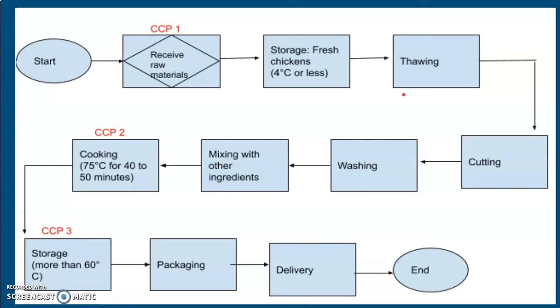The thawing process is carried out before the cutting of the chickens into small pieces. Then the chickens undergo the process of washing to remove unwanted materials and solids. Then the chickens are mixed with other ingredients. The chickens are cooked at about 75 degrees Celsius for 40 to 50 minutes. After the cooking, the Ayam Masak Merah shall be kept at a temperature of more than 60 degrees Celsius.